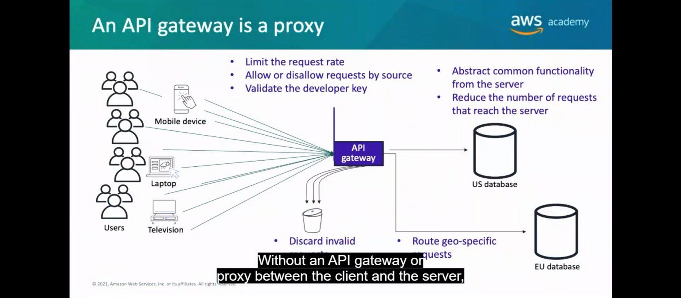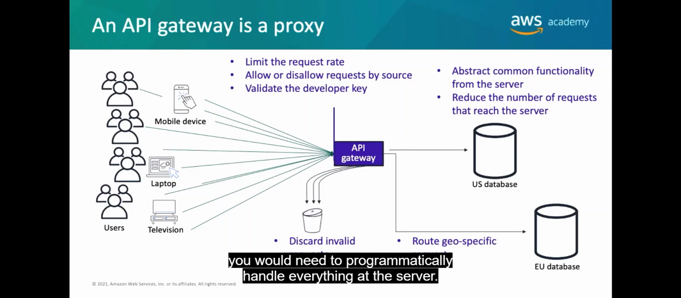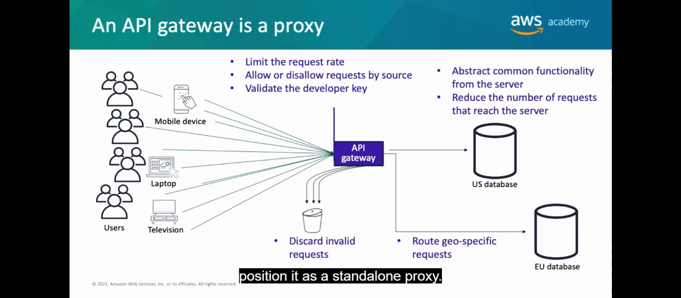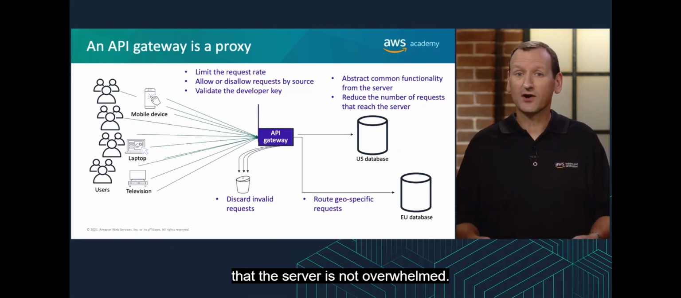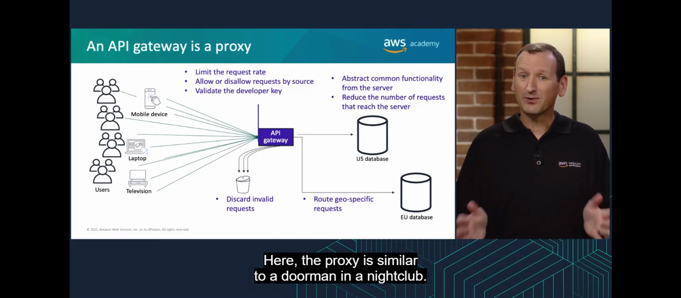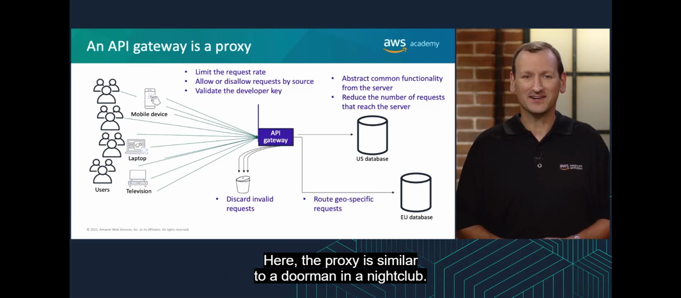Without an API gateway or proxy between the client and the server, you would need to programmatically handle everything at the server. This would not be a good use of the server's processing capabilities. It's better to abstract some core common functionality out of the server and position it as a standalone proxy. For example, you could have the proxy rate limit the application so that the server is not overwhelmed. Here, the proxy is similar to a doorman in a nightclub.